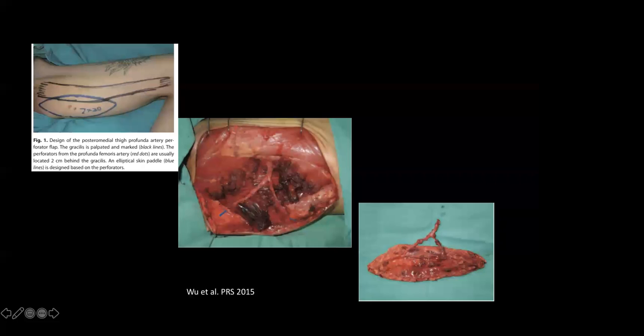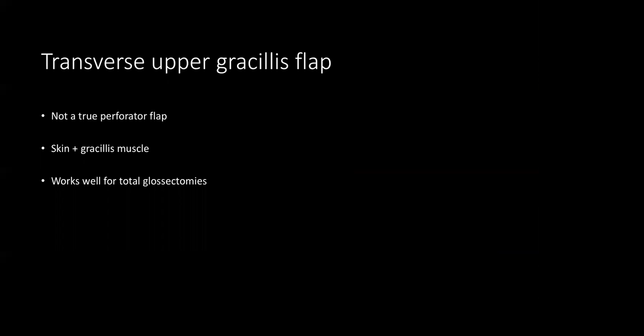So the profunda artery perforator flap has been used for predominantly tongue reconstructions. And the advantages, as you can see, is that even for subtotal glossectomies, if the bulk is required, you can take the flap without thinning, and the donor site is hidden, and the flap is probably more robust because of the multiple perforators.